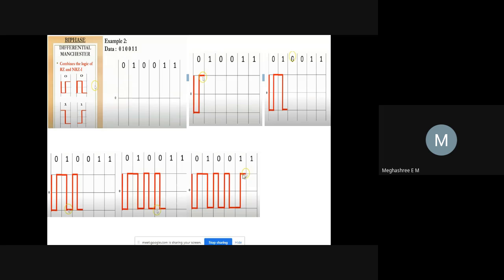Again, see, the previous signal ended at the positive side, then you must make a choice of this, right? So that is what I've considered here and completed this digital signal. Okay, this is the digital signal for this given digital data using differential Manchester.